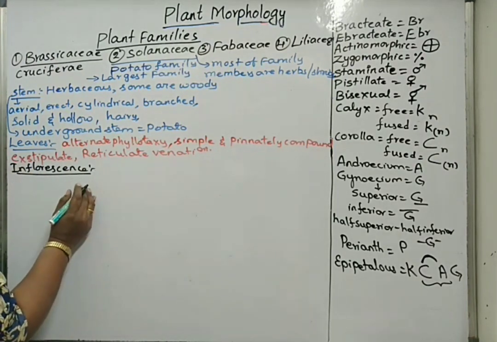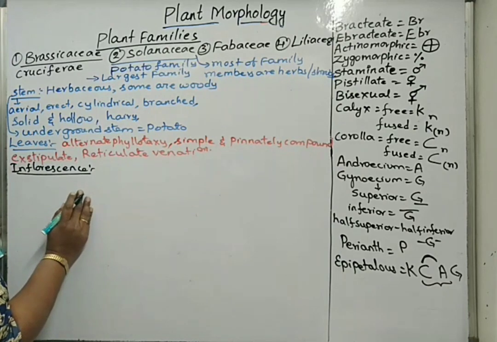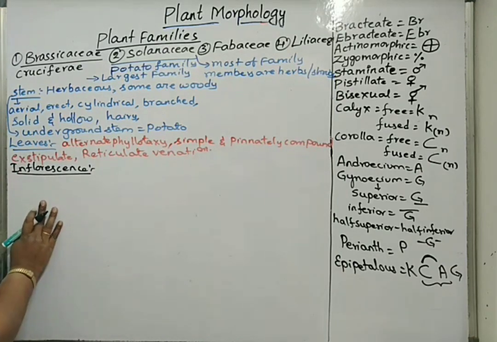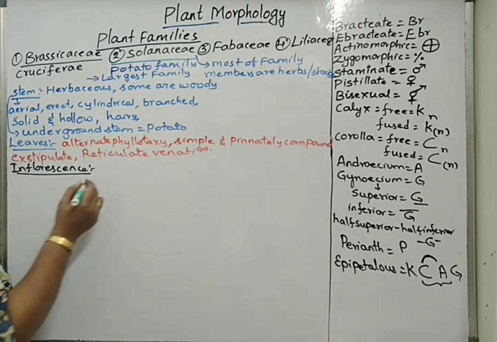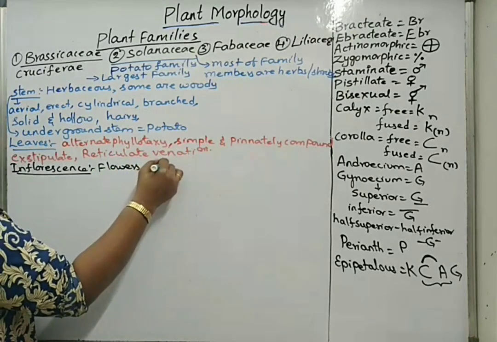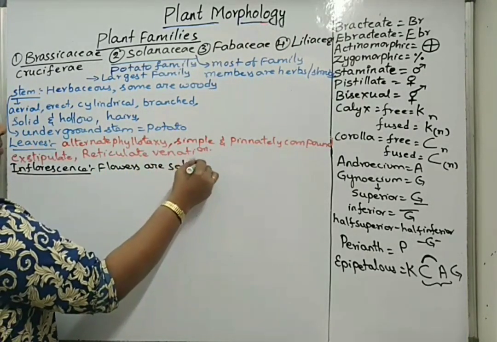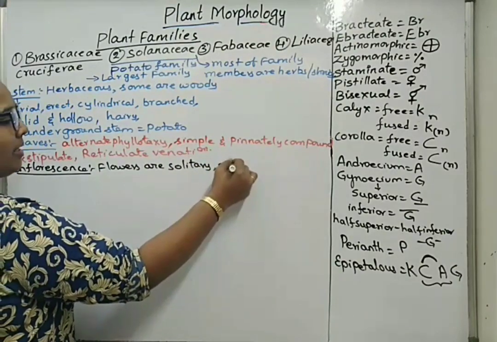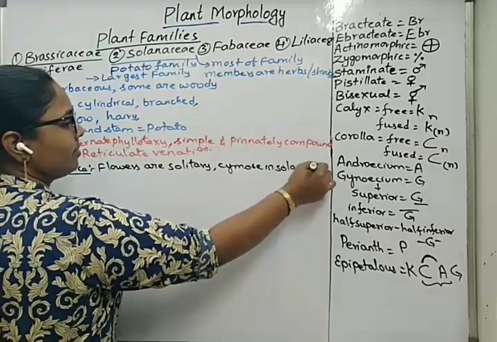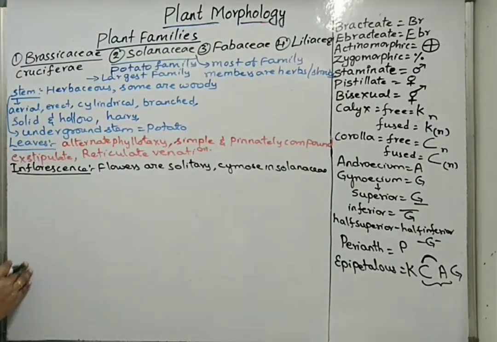Coming to inflorescence. Flowers are solitary, axillary in position, and cymose type of inflorescence is seen in Solanaceae family members. Solitary means single flowers. Next is flower.